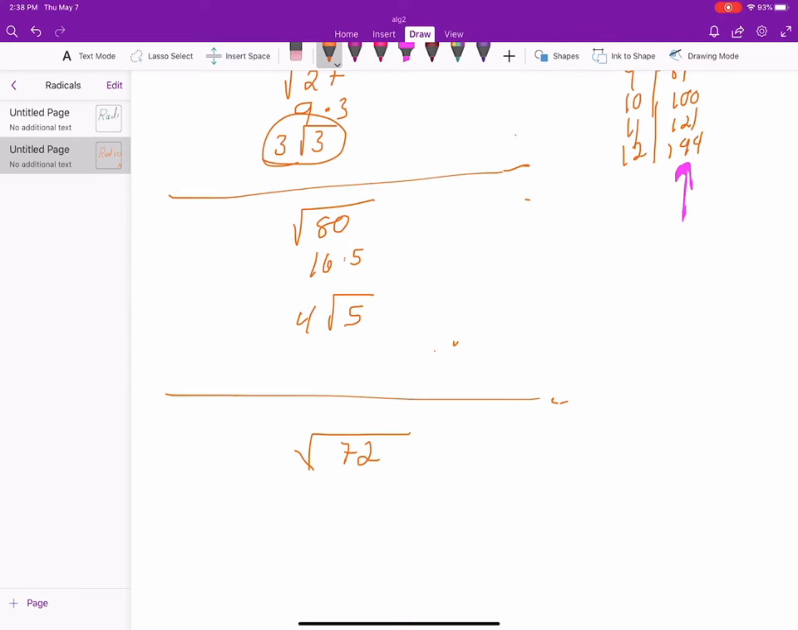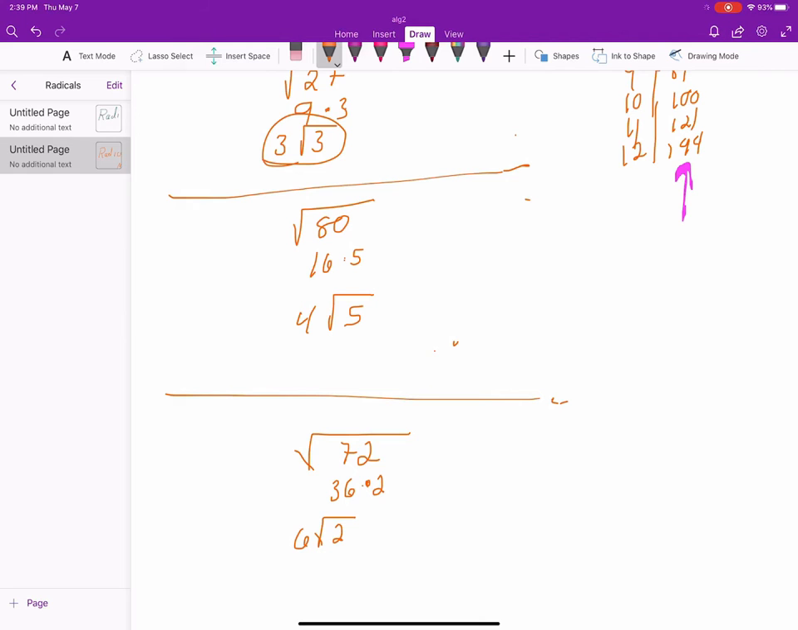16 might. I can go ahead and divide that and see. If I take 72 and divide that by 16, I get 4.5. No, that's no good. What about 36? 36 goes in there. Ah, there we go. 36 goes in there 2 times. So now I take the square root of 36 because I can. That pops on the outside. The 2 stays on the inside.